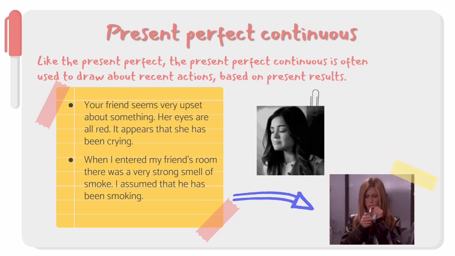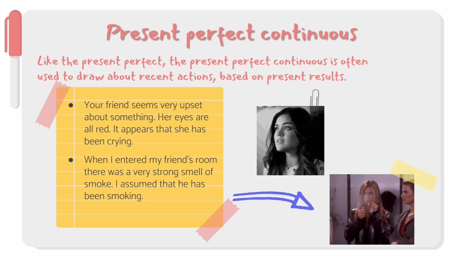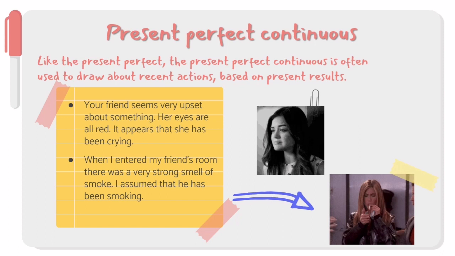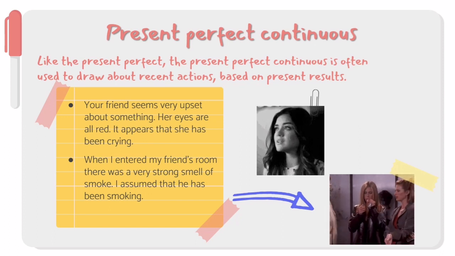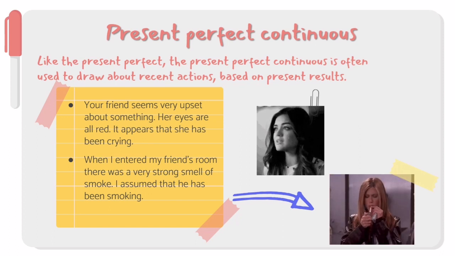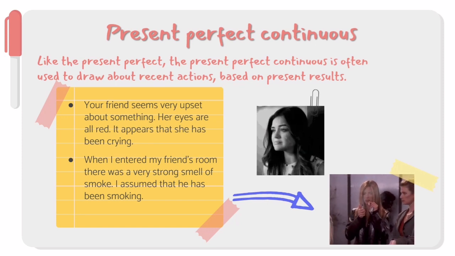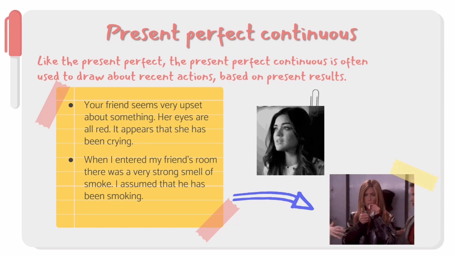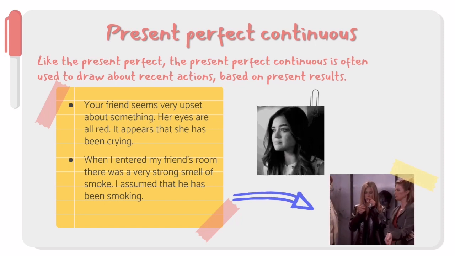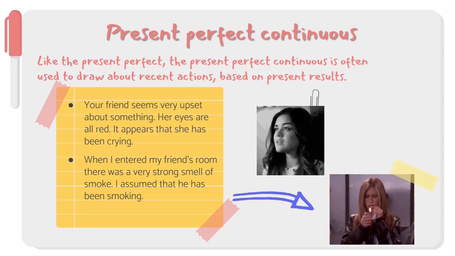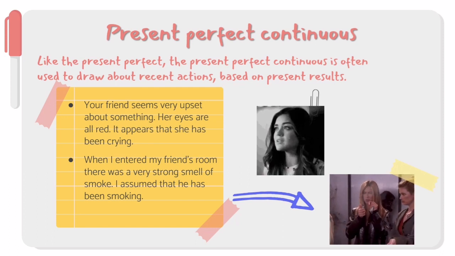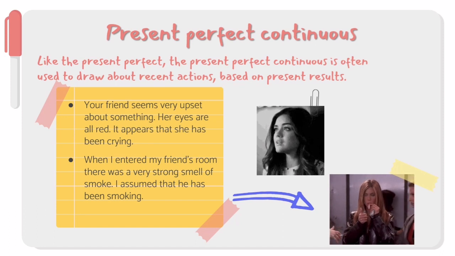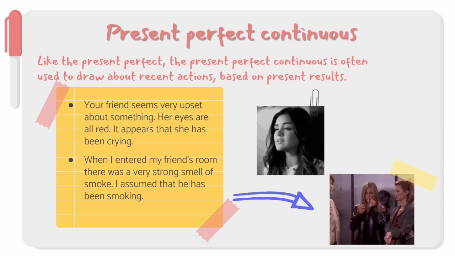And then we have the last point about present perfect continuous. Like the present perfect simple, the present perfect continuous is often used to draw conclusions about recent actions based on present results. Yes, let's read these examples. Your friend seems very upset about something. Her eyes are all red. It appears that she has been crying. And then we have, when I entered my friend's room, there was a very strong smell of smoke. I assume that he has been smoking.